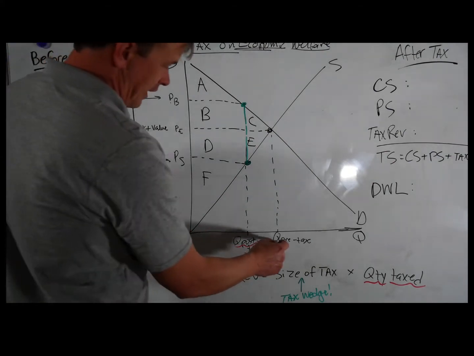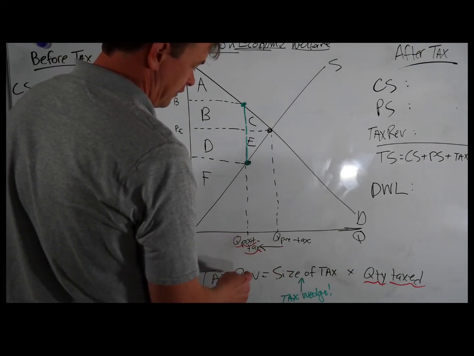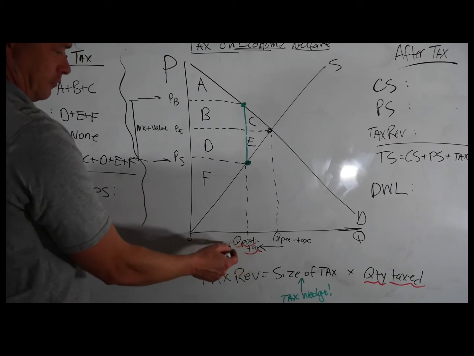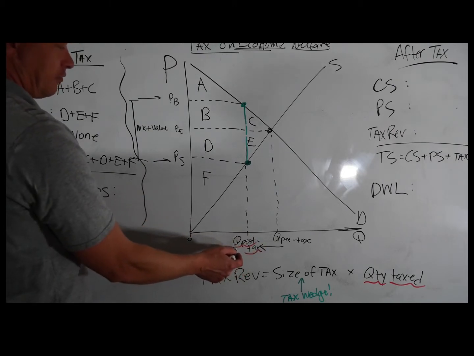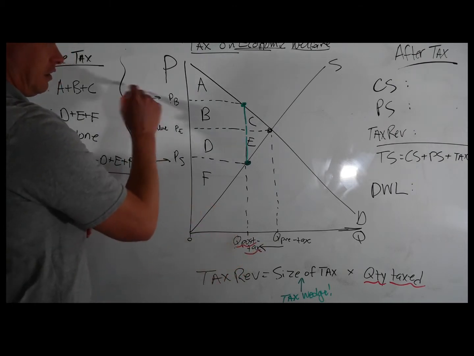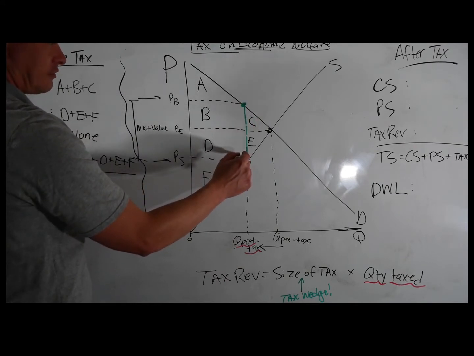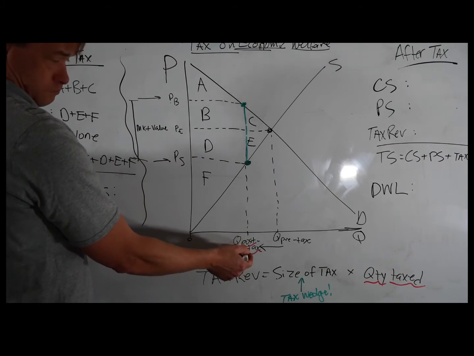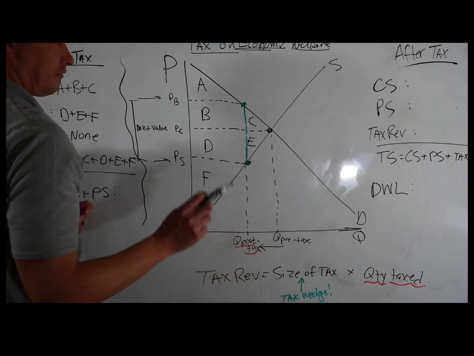Now notice pre-tax, our quantity was over here. It was less expensive. Post-tax, it's more expensive because of the tax, so people buy less, so your post-tax quantity moves back here. The height of this box is the tax wedge, that's the size of the tax, and the width of this box is your post-tax quantity. So follow that for a second.